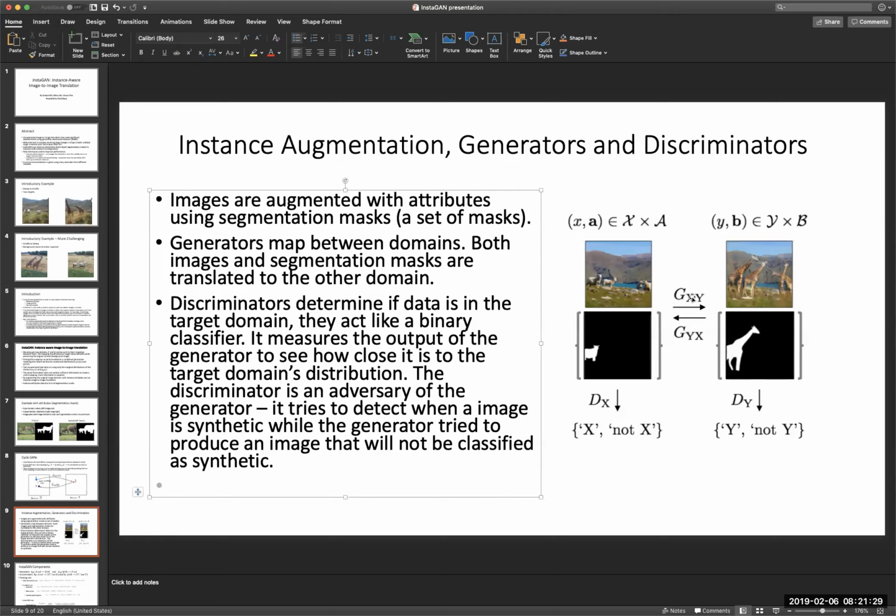So the discriminator is an adversary of the generator. It tries to detect when an image is synthetic, while the generator tries to produce an image that will not be classified as synthetic. So there's an adversarial relationship between the generator and the discriminator. And so that's the A within GAN: generative adversarial network.